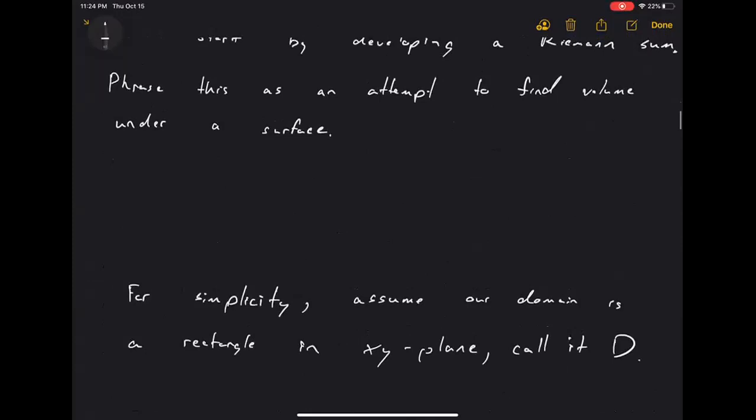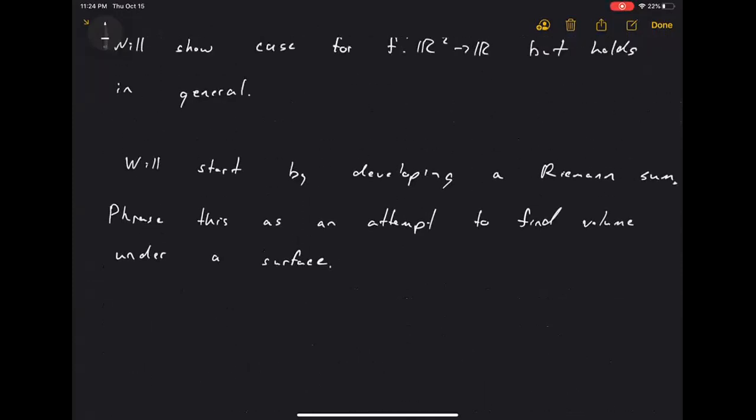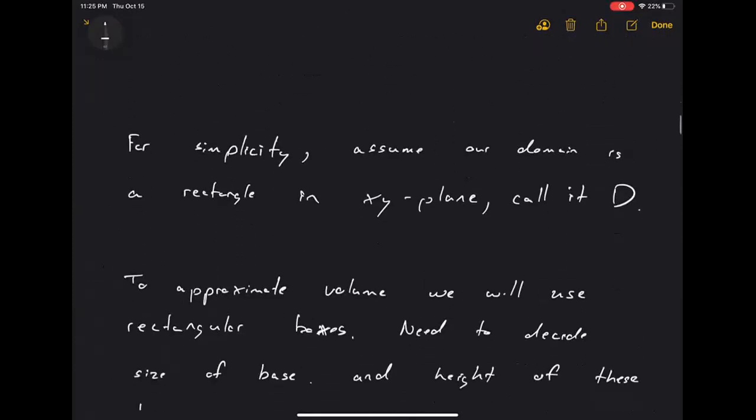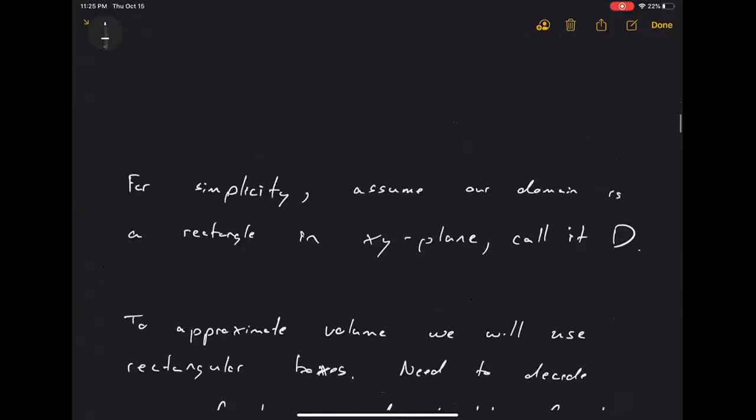And let's say I wanted to first, maybe I don't have the techniques yet to find my volume exactly, but I could approximate my volume in the same way I approximated my area in my single variable case.